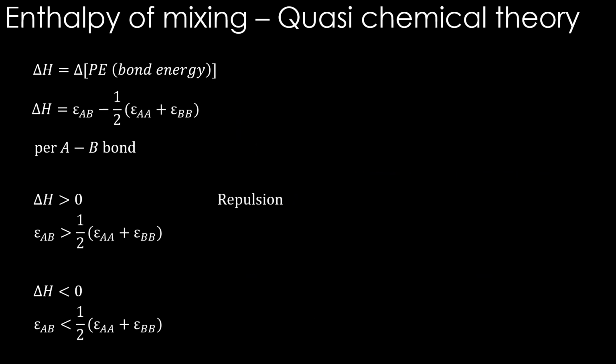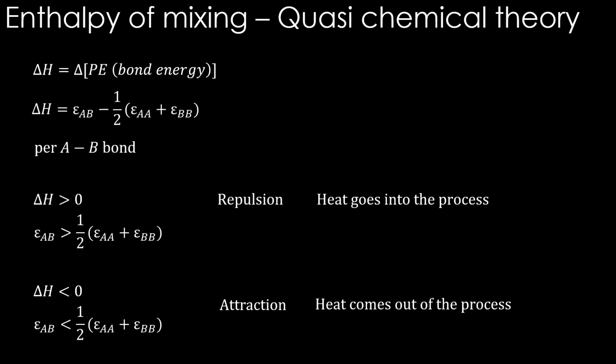Alright, when delta H is positive, it means there is a repulsion between the AB atoms. It means when the bond forms, the potential energy goes up and heat goes into the process. The process takes some amount of heat from outside. When delta H is negative, it means there is an attraction between AB atoms. It means when the bond forms, potential energy goes down and heat comes out of the process. These are called the endothermic and exothermic processes. Heat going in and coming out respectively.